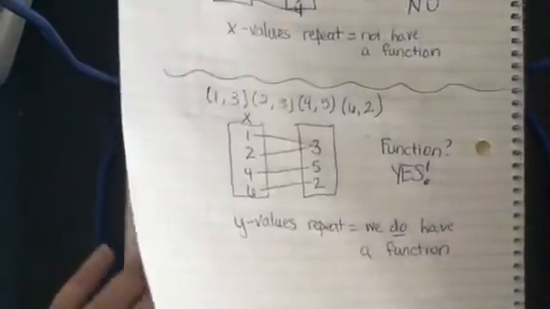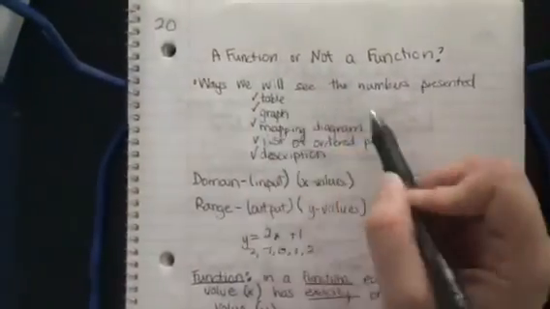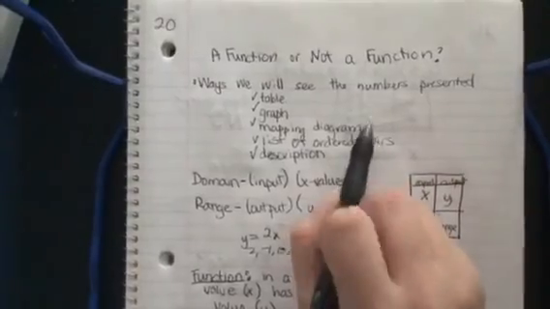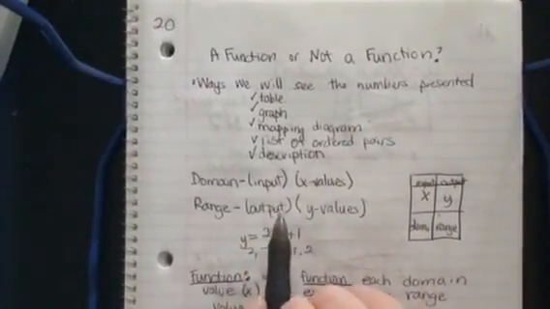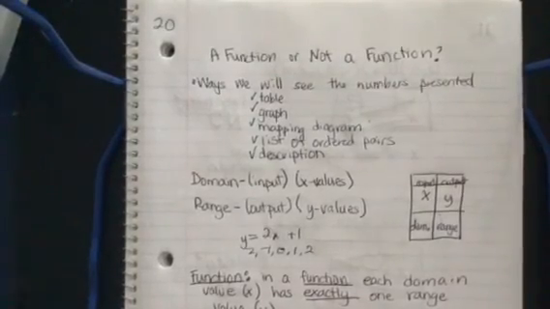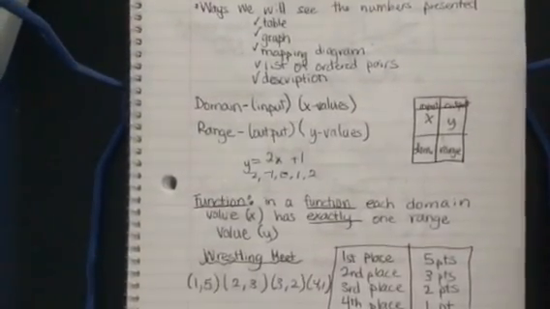Again, you're going to see it in lots of different formats and you're practicing today. You're going to see some tables. You're going to see them already set up as mapping diagrams. You're going to see a list of ordered pairs. You might even see a description like our track meet example, okay? But for every x value, we can have exactly one y value.